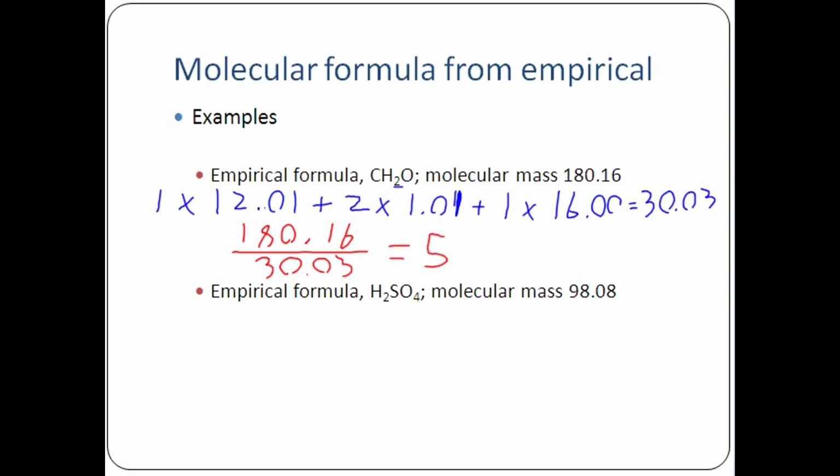And so it's late here. 6 is what we get. 180 divided by 30 is 6, not 5. I really do need to use a calculator, not do it in my head. So I get 6 for this one.